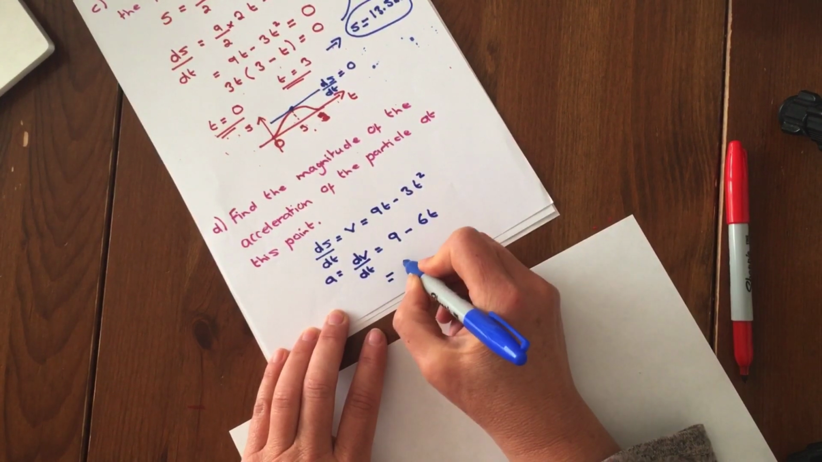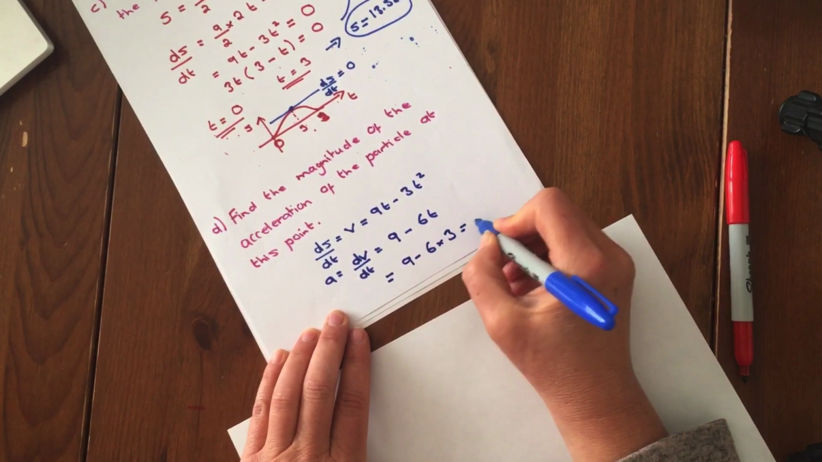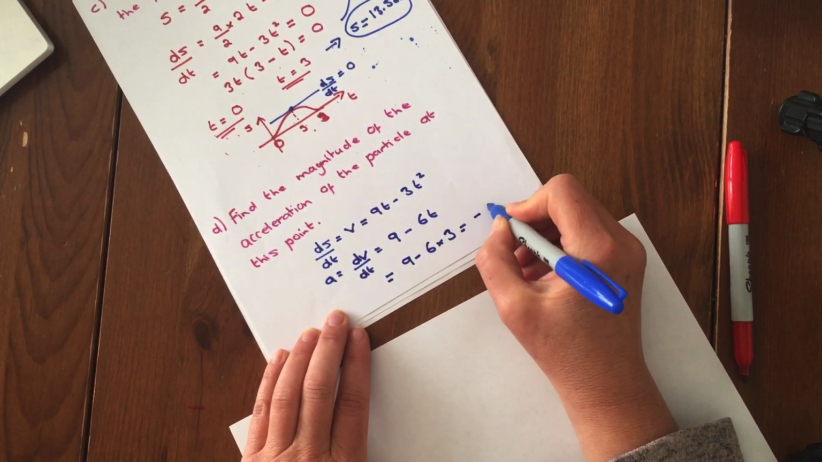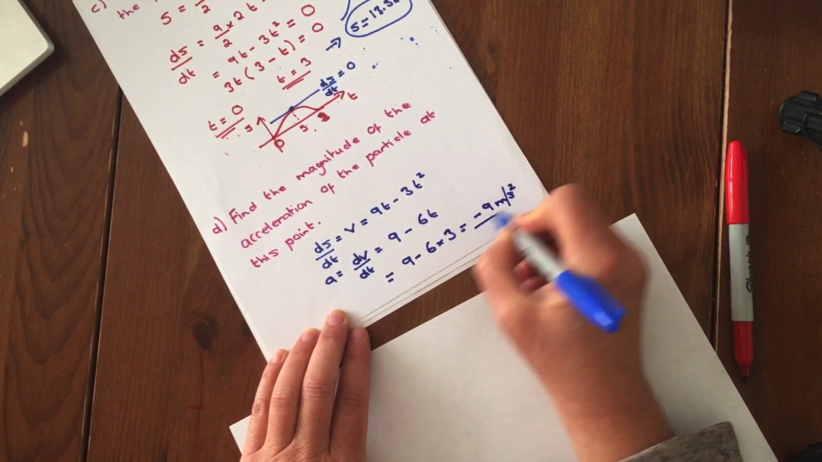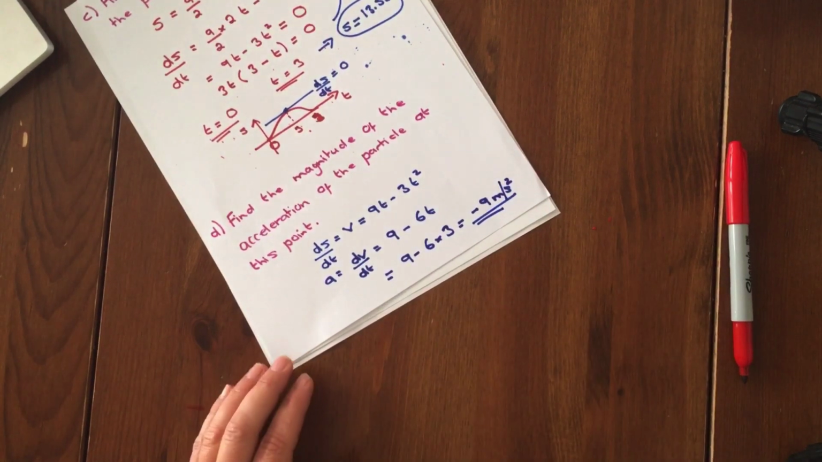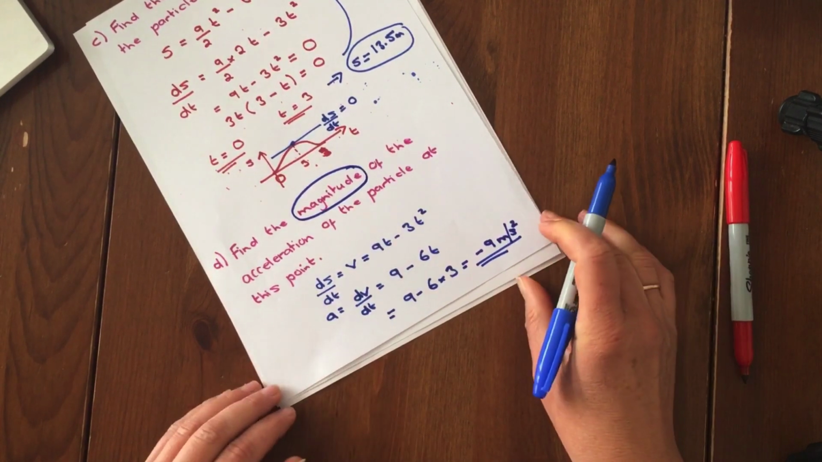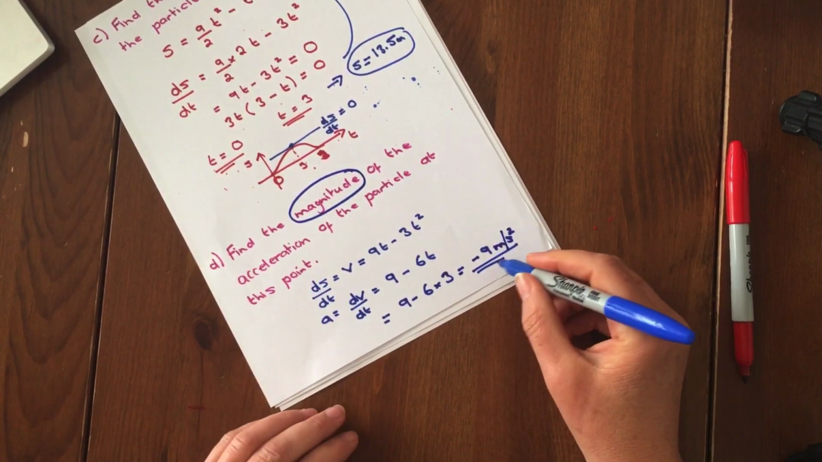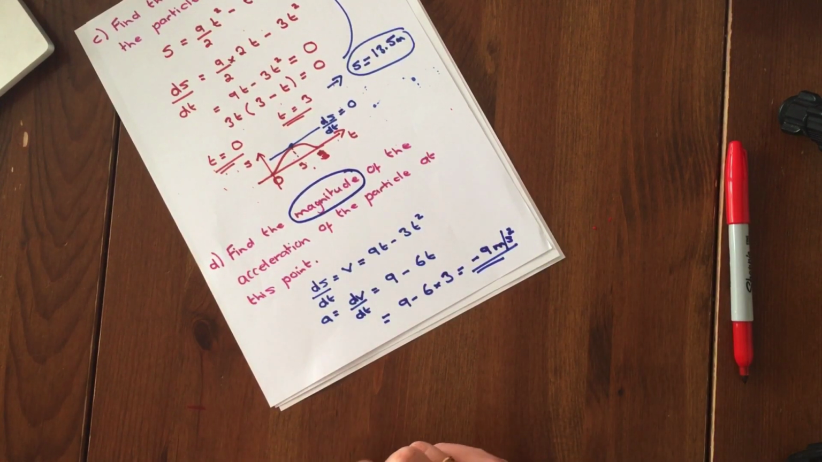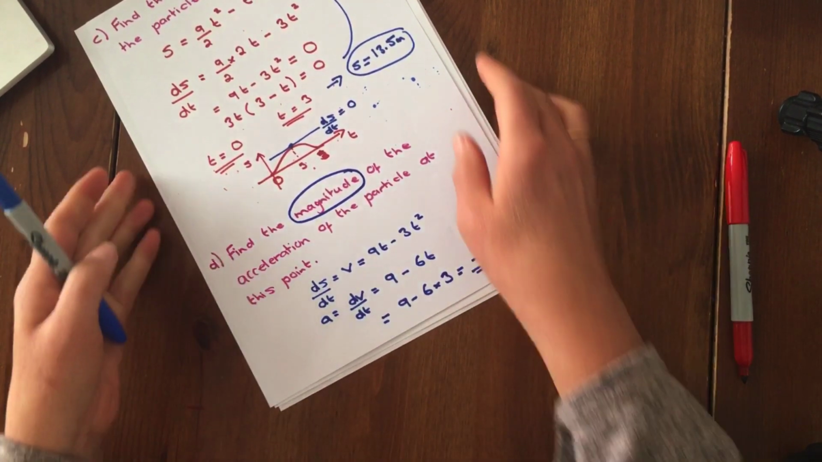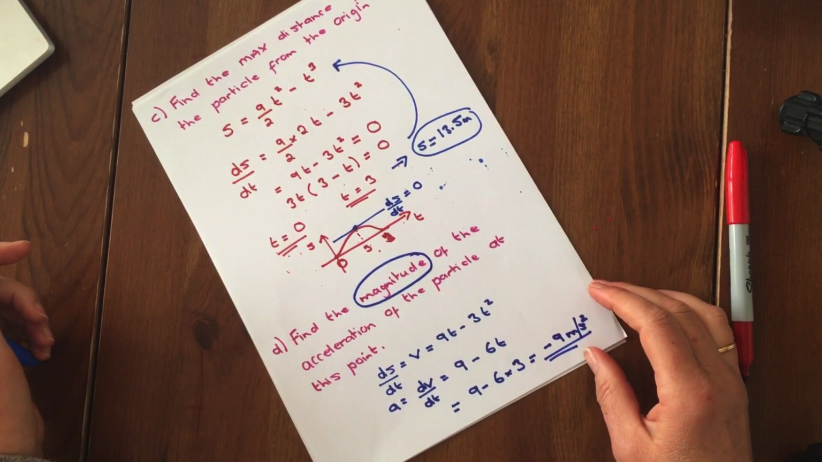So when t equals 3, I will get 9 minus 6 times 3. I will get negative 9 meters per second squared. The question does ask for the magnitude of the acceleration. So the magnitude of the acceleration, you ignore the negative sign and your answer will just be 9 meters per second squared. Okay, that was quite a complicated question. Look through it again if you think you need to.